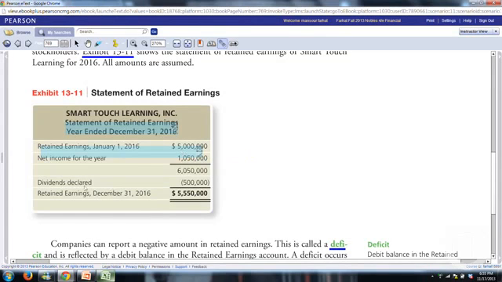Then the company declared a dividend of $500,000. So how does dividend affect retained earning? Dividend reduces retained earning. So we would reduce retained earning by $500,000. So your ending retained earning, which is December 31st, 2016, is $5,550,000.